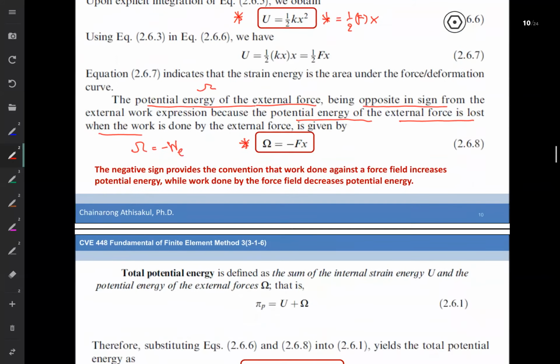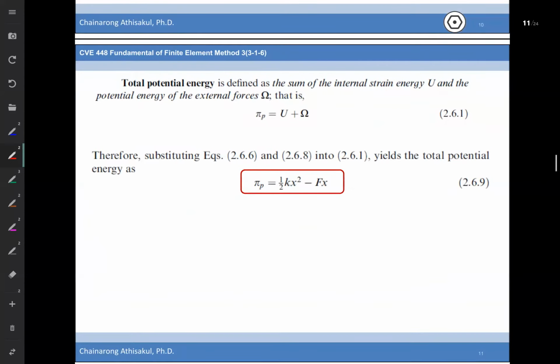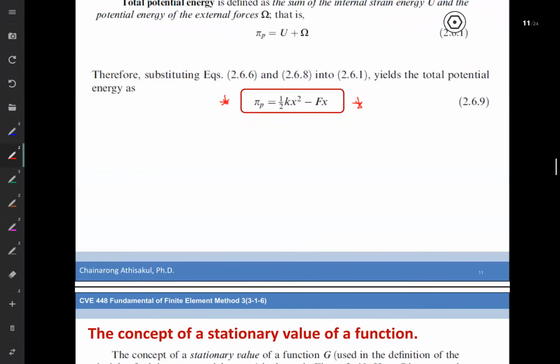So according to this, if we come back to form the potential energy for the spring element, we find that the total potential energy of the spring is equal to a half kx squared plus omega, where omega is equal to minus Fx. So the potential energy becomes pi equal to a half kx squared minus Fx, like this. So right now we already have the potential energy of the spring.